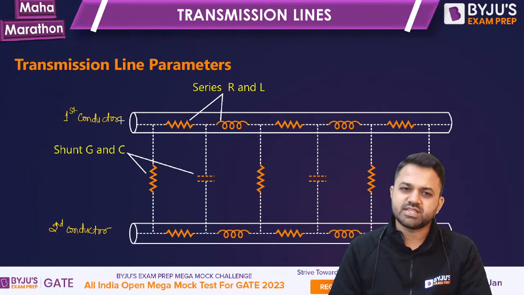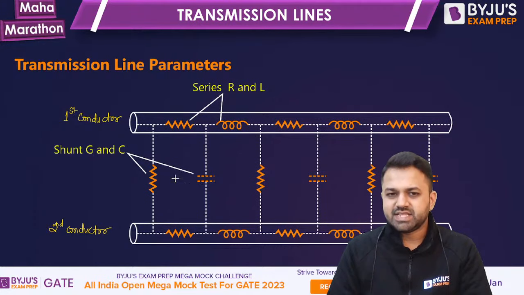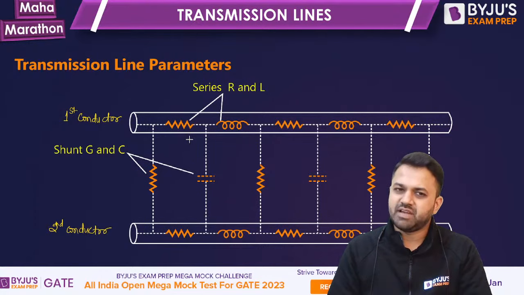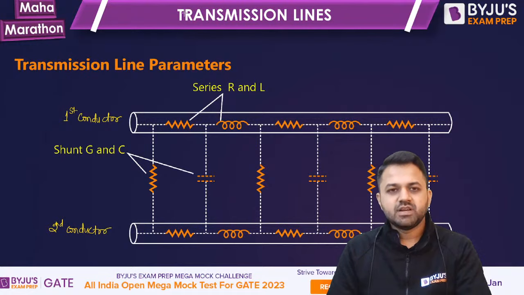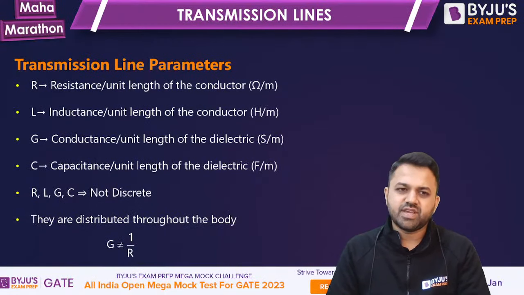So this is the two conductor system, and the conductor is represented by equivalent parameters. They are the resistance and the inductance, and the shunt parameters, that is the conductance and the capacitance. So RLGC, these are the four parameters by which we approximate the transmission line. These RLGC are all distributed parameters.